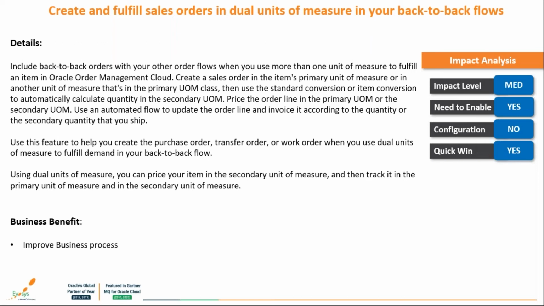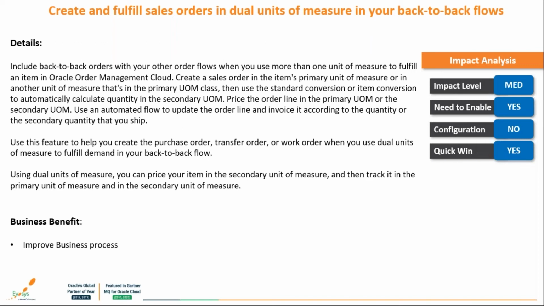Create a sales order in the primary UM for the item or another UM in the primary UM class. Then use the standard conversion or item conversion to determine quantity in the secondary UM automatically. The order line might be priced in either the primary or secondary UM. To change the order line and invoice it based on quantity or secondary quantity that you ship, use an automated flow.